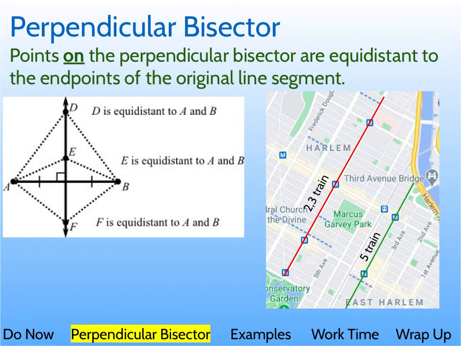Now, a bonus fact about this is that any point along the perpendicular bisector is equidistant to both endpoints of the original line segment. So, let's figure out what that means real quick. If we look at point D, which is on the perpendicular bisector, it's the same distance to A that it is to B. So, if you wanted to, you could label it with tick marks like that. Same thing with E. E to A is the same as E to B. And also with F. F to A is the same as F to B.